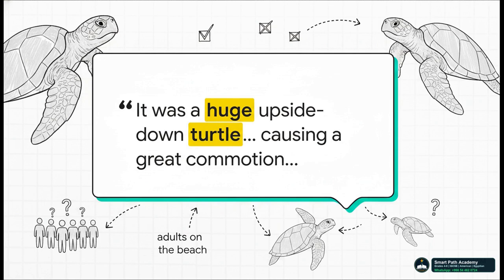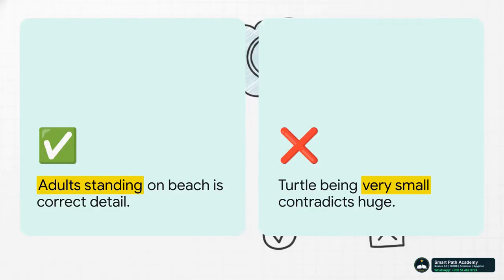No guessing allowed. Look at A, the adults were standing on the beach. And look at B, the turtle was very small. Okay, so statement A is the correct detail to tick because it's an exact match to the story's setting. However, statement B claims the turtle was very small, but our text evidence specifically uses the word huge. Because it contradicts the evidence, it's totally incorrect.